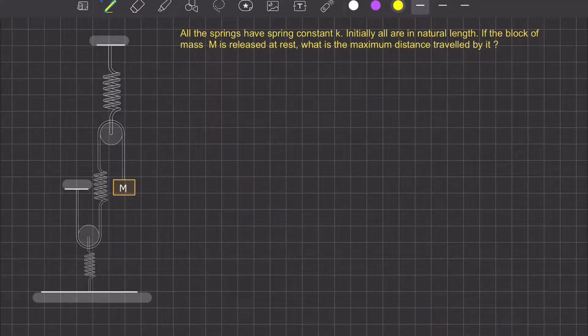Now let's apply the concepts that we learned in the previous problem to this problem. Here is an even more complex diagram, in which again there are two pulleys and three springs. Initially all of them are at natural length and all of them have spring constant k, and the question tells us that if we release the system from this position, what is the maximum distance that the block m will move?